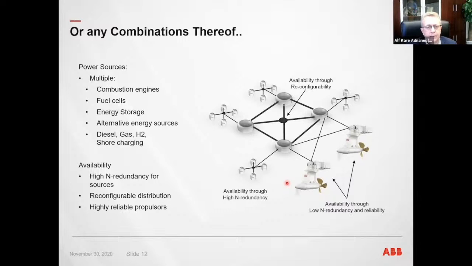Where we see that we probably will not find good solutions for high redundancy is on the propulsors. They still will have the benefit of the efficiency of larger units, so their solution probably will be to have low N redundancy, but built-in solutions which have intrinsically, or by nature, high reliability and few failure modes.